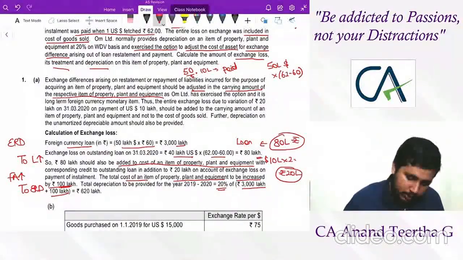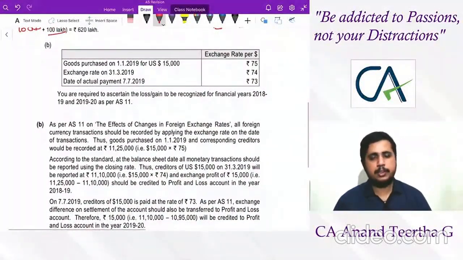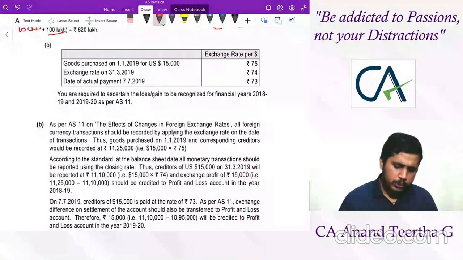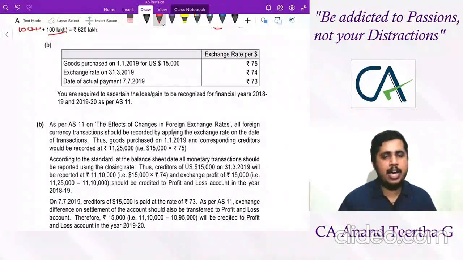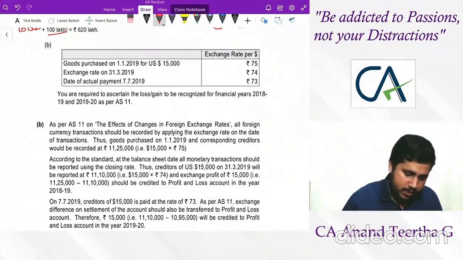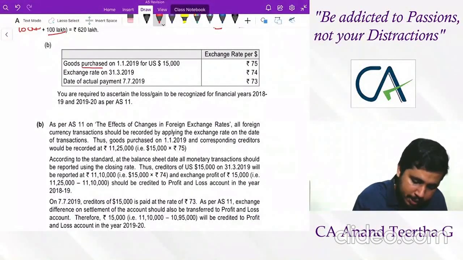Okay, now we will take up another question. This is your RTP question which is prescribed. Goods purchased on 1/1/19, US dollar 15,000, exchange rate 75, exchange rate on 31/3/19 74, date of actual payment is 7/7, rate 73. You are required to ascertain the gain or loss to be recognized for financial year 1819 and 1920 as per AS 11.